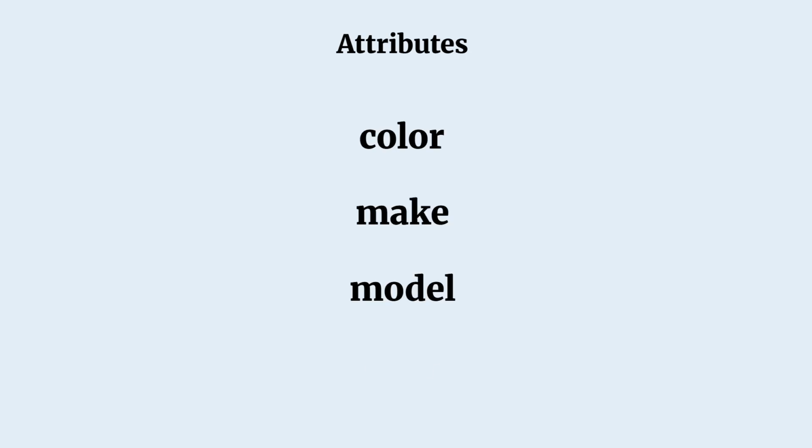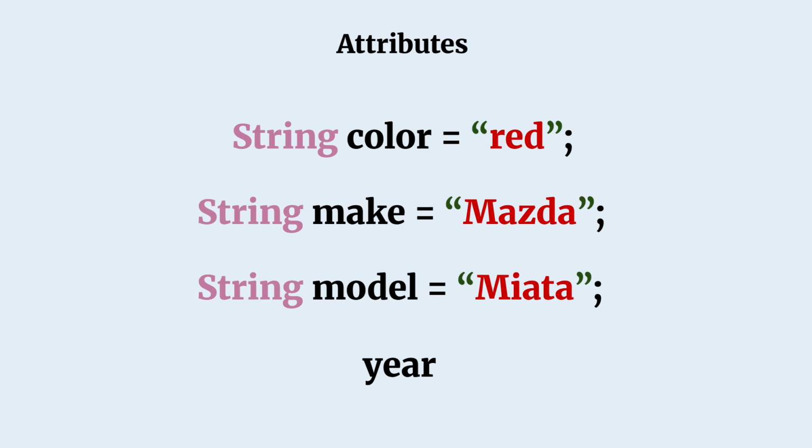First, we have to determine what attributes or characteristics this car should have. Let's say we want our car object to have 4 attributes: color, make, model, and year. We are going to store each of these attributes in their own variable. We could use string variables for the first 3, initializing each to say that our car object is a red Mazda Miata. Then we could use an int variable for the year, saying it came out in 2025.